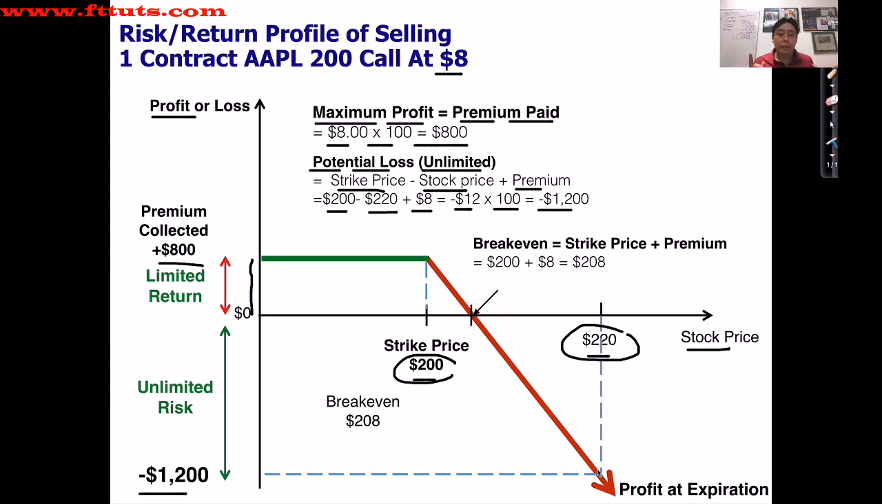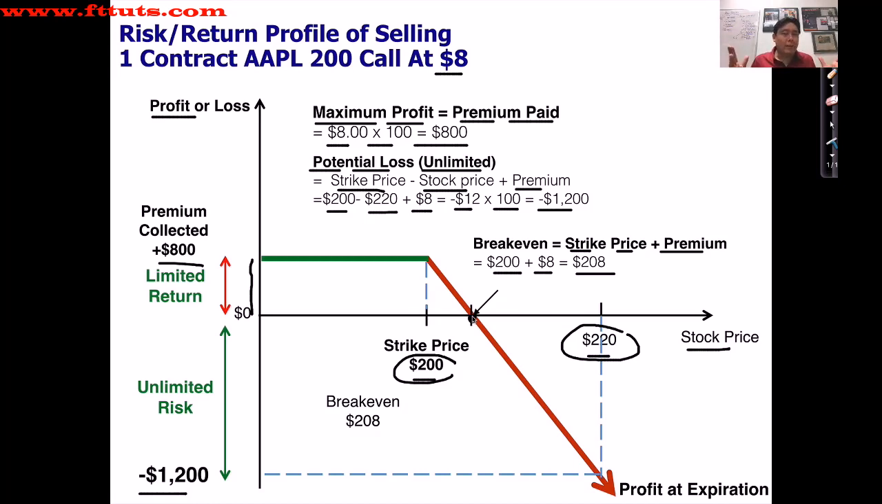Okay? Now, what's your break even for this trade? The break even price would be the strike price plus the premium. In this case, that is $200, the strike price, plus the premium of $8, which is $208. In other words, as long as the stock price remains at 208 or lower, you are profitable, right? If it goes above that, then you're making a loss.